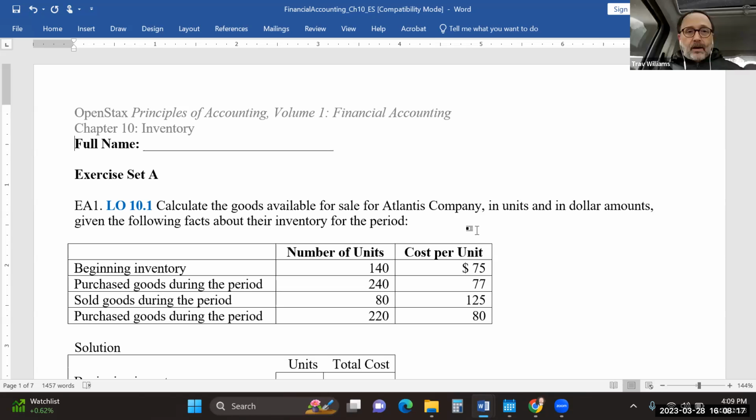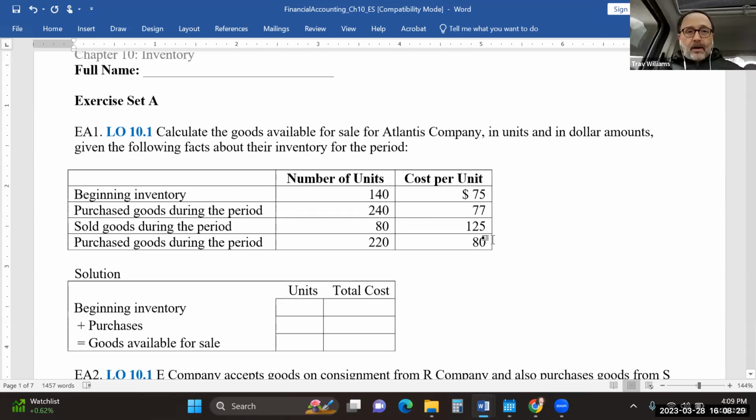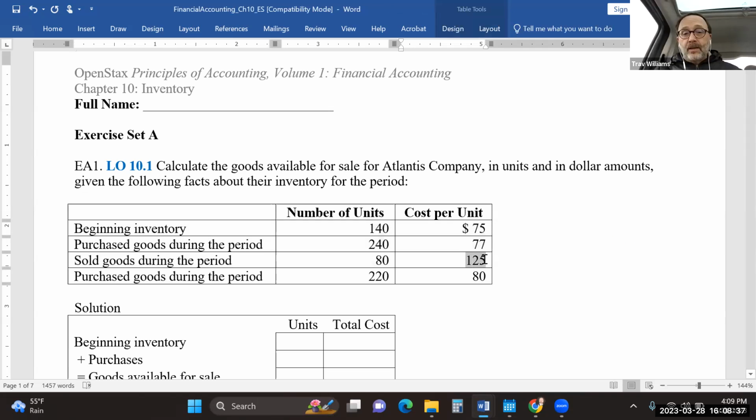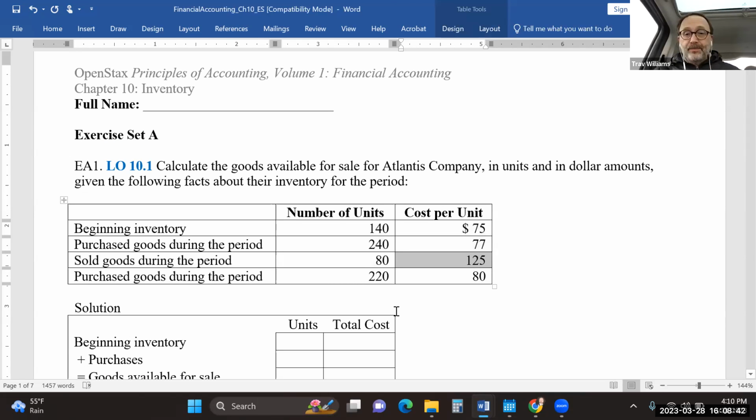It says the cost per unit. Actually, that's the price that they sold it at. So that's not very clear, but we'll just ignore it. We really don't even need the price in this particular exercise. Then we've got another purchase of 220 units at a cost of $80. Okay. So again, let's just ignore that 125 since that's a price, not a cost.